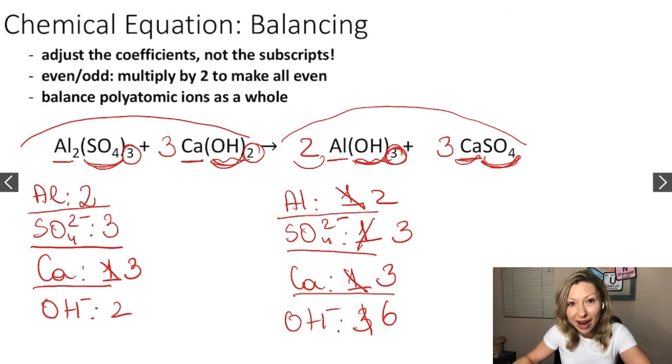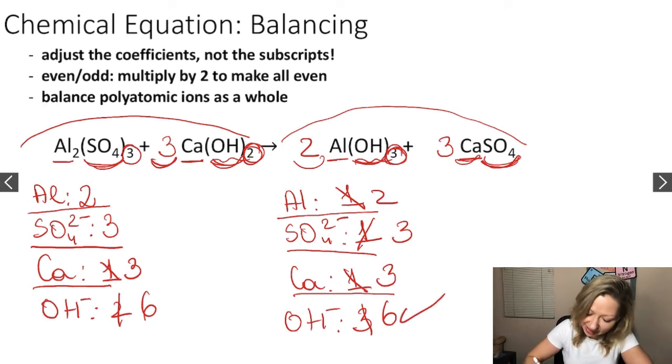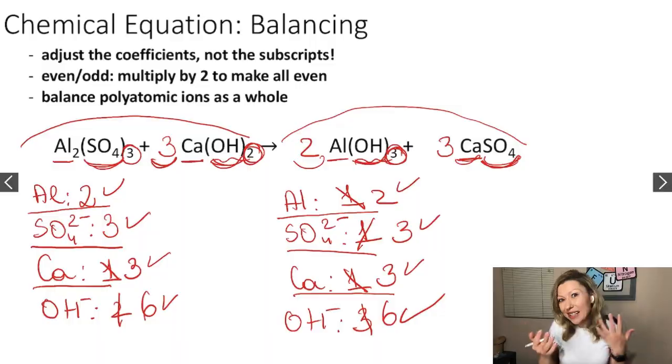What happened to my hydroxide ions? Well, 2 times 3 is also 6, just as on my product side. So 6 and 6, 3 and 3, 3 and 3, 2 and 2. Okay, can you see how much easier it is to balance the equations when you are looking at polyatomic ions as a whole? It is much easier, right? So I hope this is helpful and see you in the next video.